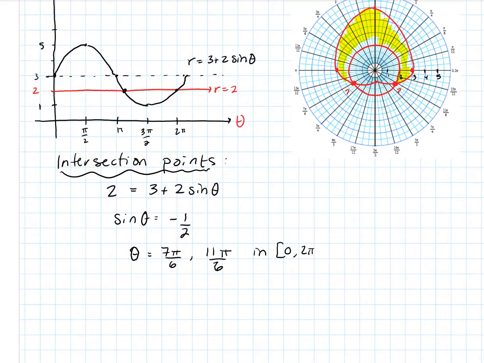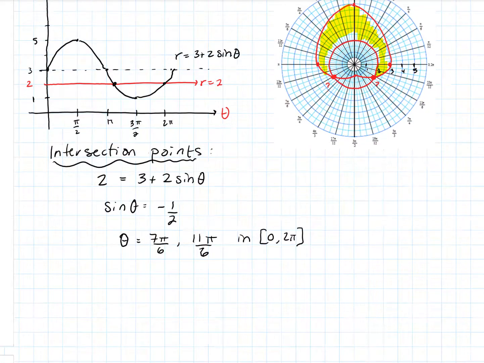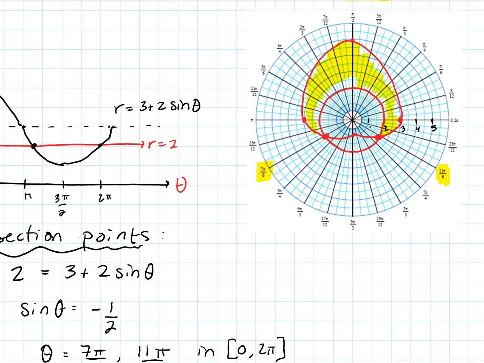Of course, we go back through as we continue around and around. So we're at 7 pi over 6 and 11 pi over 6. When I was graphing that, I just wanted to get that as close as I could. Okay, so those are the 2 rays that we're actually looking at.